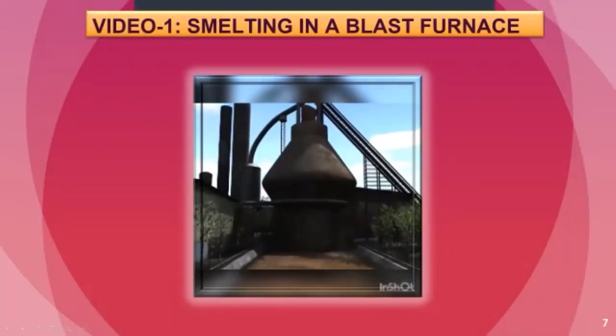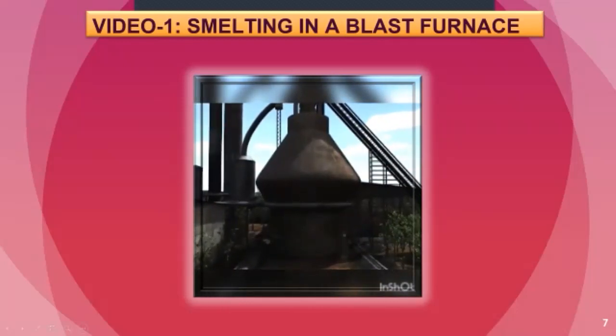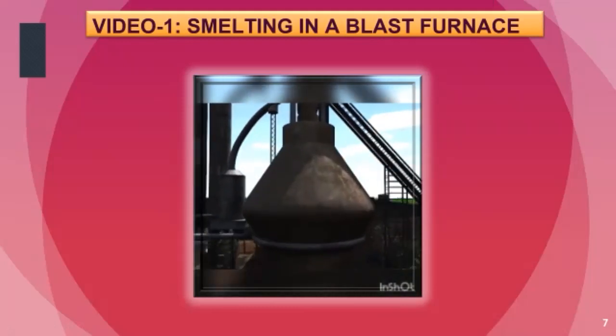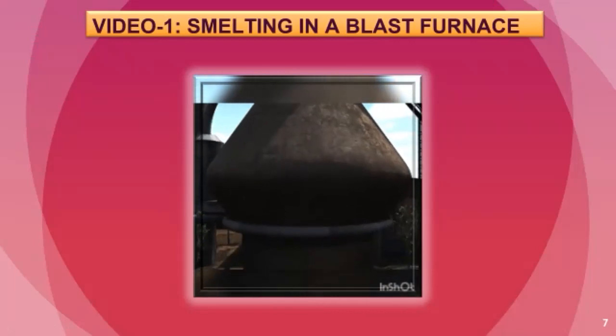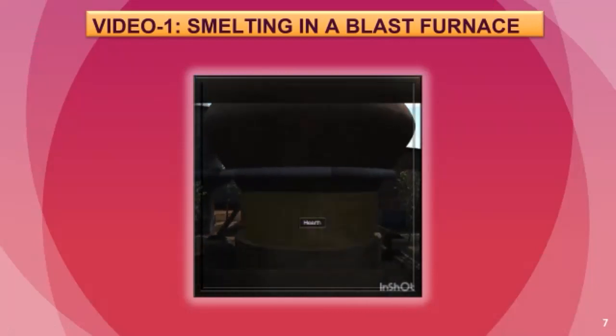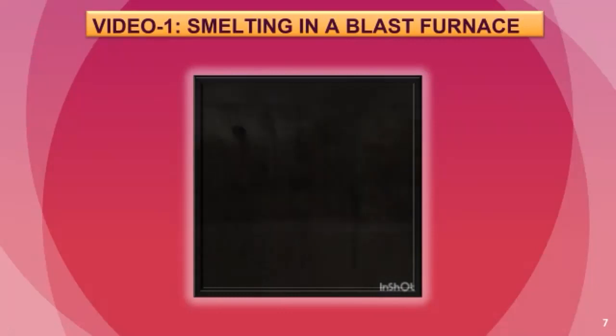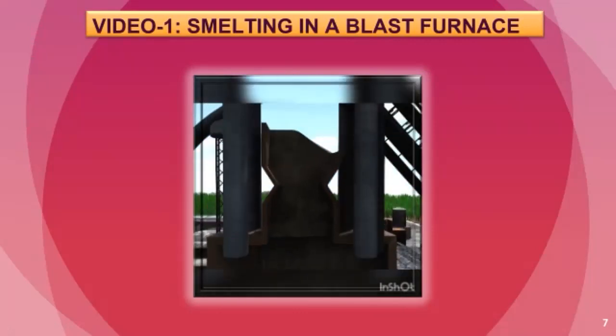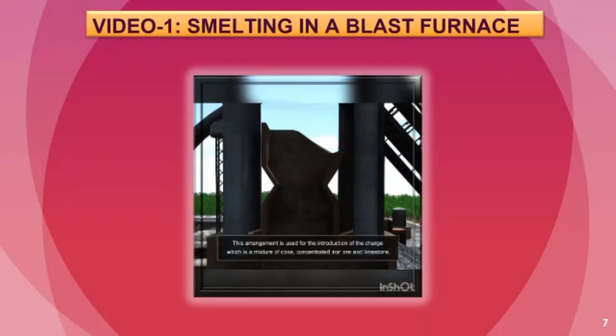Here's the video. The blast furnace is a huge furnace used to extract metals from their compounds using a suitable reducing agent. It is a tall chimney-like structure about 30 to 40 meters tall and about 10 meters wide at the base. It is narrow at the top, increasing in diameter downward but narrowing again near the bottom. The bottom portion is called the hearth. It is lined with fire-resistant bricks. At the top of the furnace is a double cup and cone arrangement. This arrangement is used for the introduction of the charge, which is a mixture of coke, concentrated iron ore, and limestone.